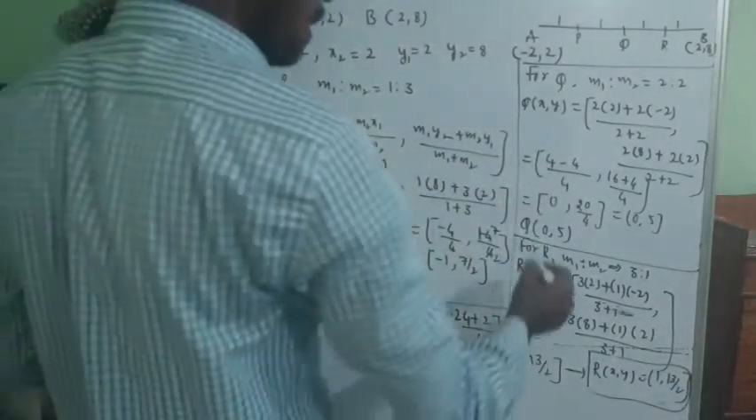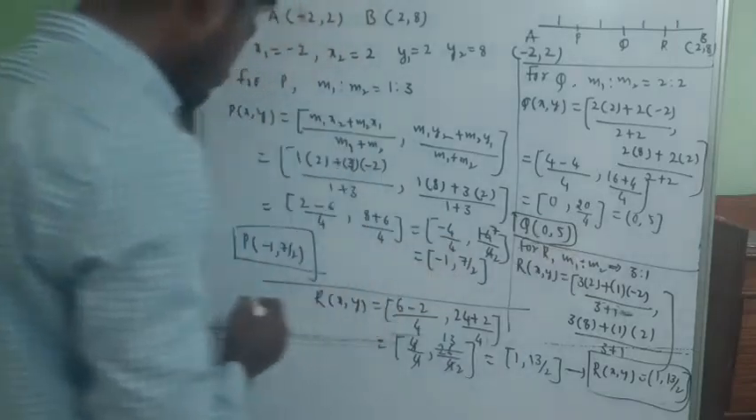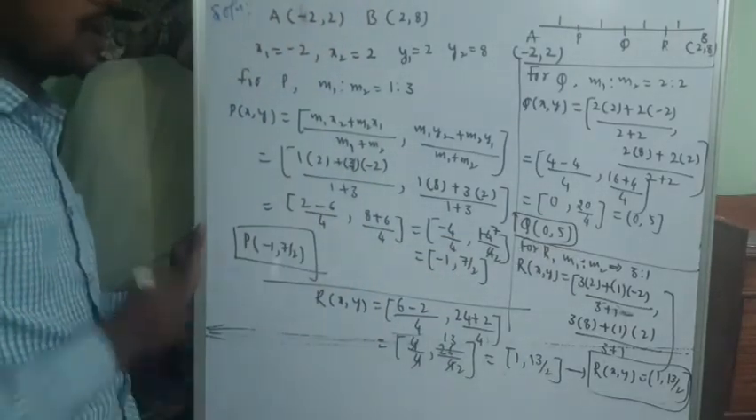So here Q is 0 comma 5 and P is minus 1 comma 7 by 2. Please note this term.